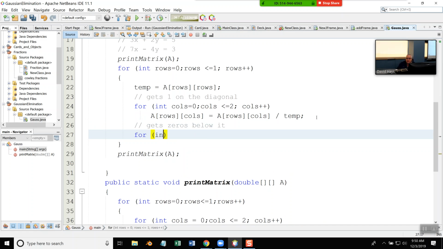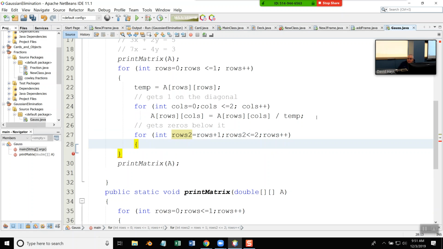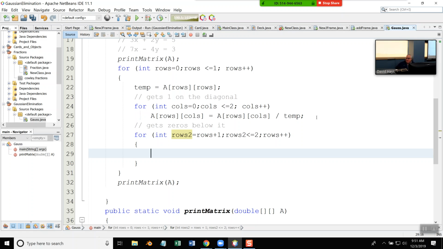So I want to go for int rows 2. I want to start at the next row. So if I'm currently sitting on rows, my next row would be rows plus 1. And I want to do a rows 2 while it's less or equal to 2. You can't do the next one if there isn't a next one. Rows plus plus. That makes sense on that?